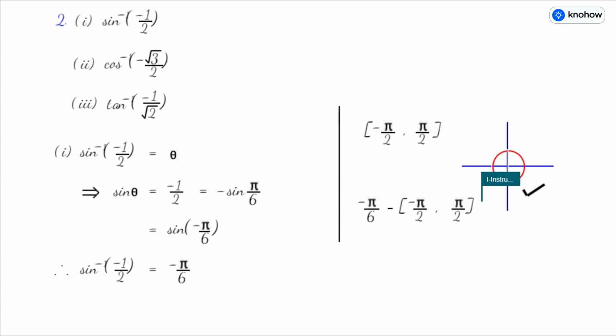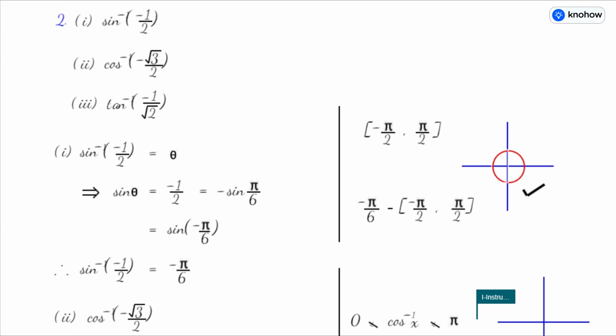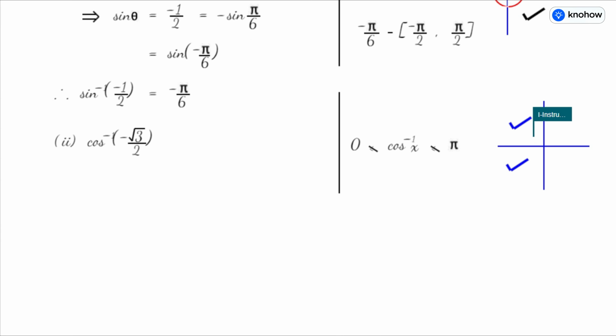Now take the second case, that is cos inverse negative root 3 by 2. Now what is the principal value branch of cos inverse x? It lies between 0 to pi. Cos is negative in the second and third quadrants. So we can't take it in the third, we have to take it in the second. That means of the type pi minus alpha. So let it be theta.